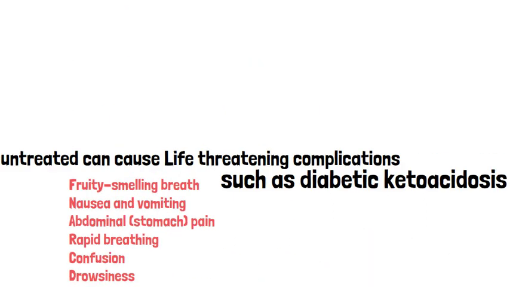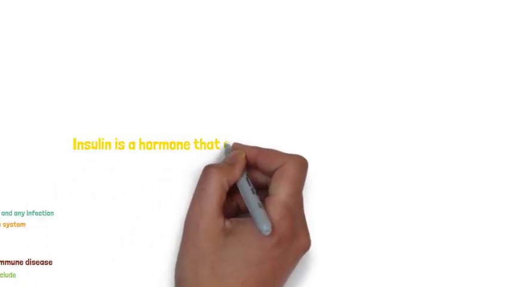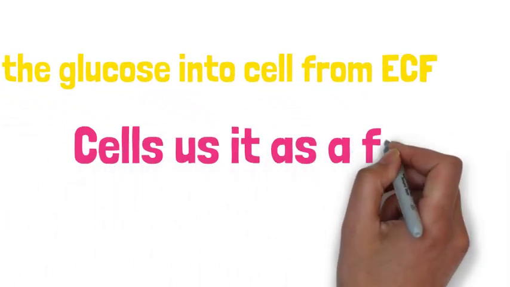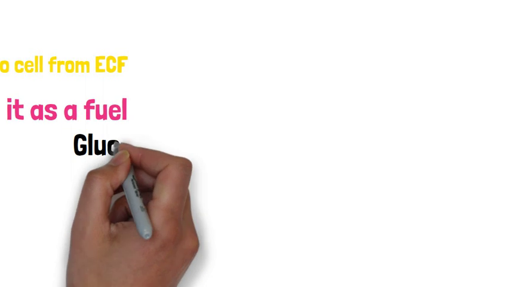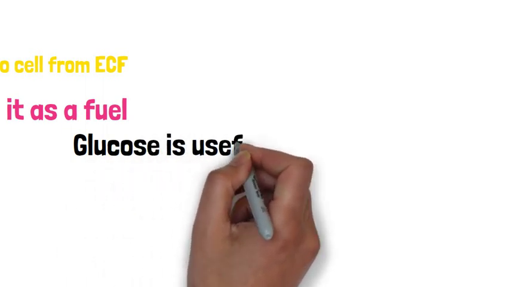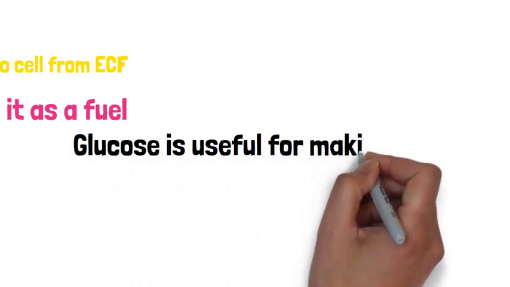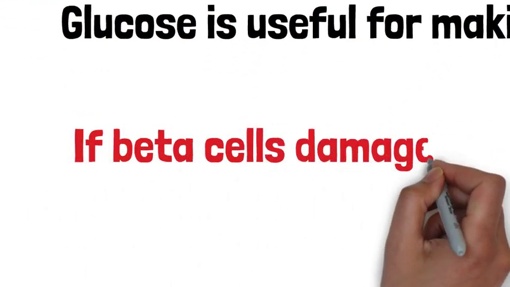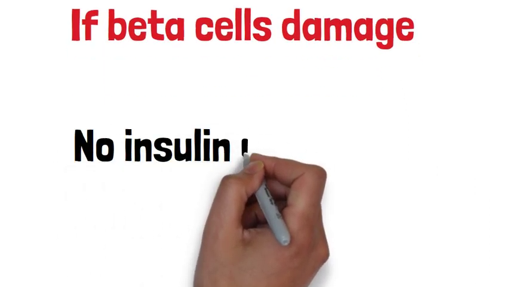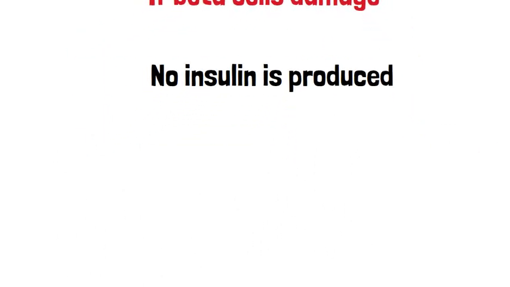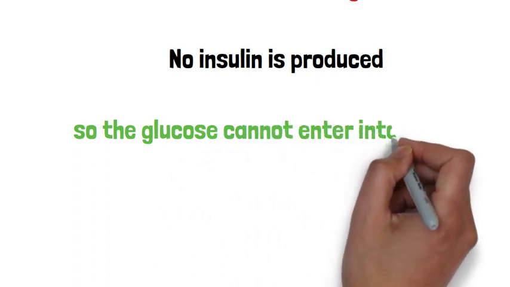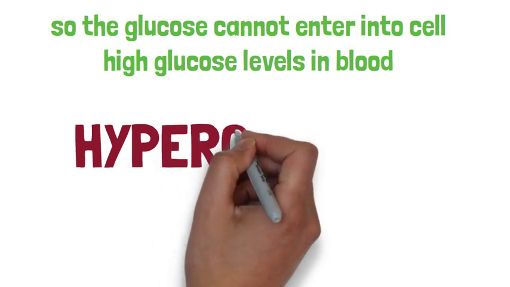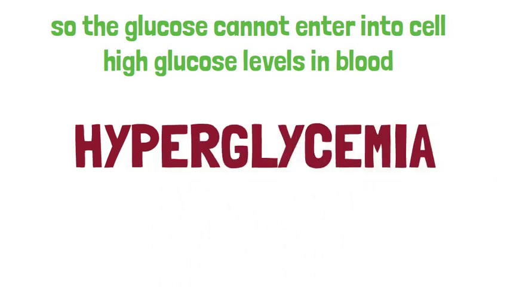As you know, insulin is a hormone that moves glucose into the cell from the ECF. Cells use it as a fuel. Glucose is useful for making ATP energy to maintain cell function and different cell properties. If beta cell damage prevents the pancreas from producing insulin, glucose cannot enter the cell, and high glucose levels occur in the blood. This is known as hyperglycemia. Hyperglycemia occurs in type 1 diabetes mellitus.